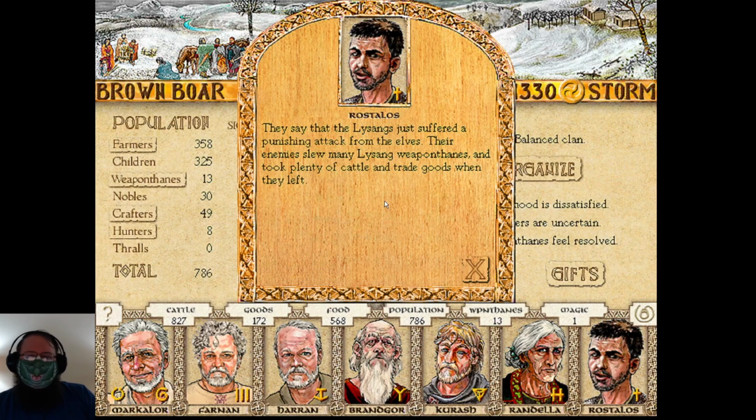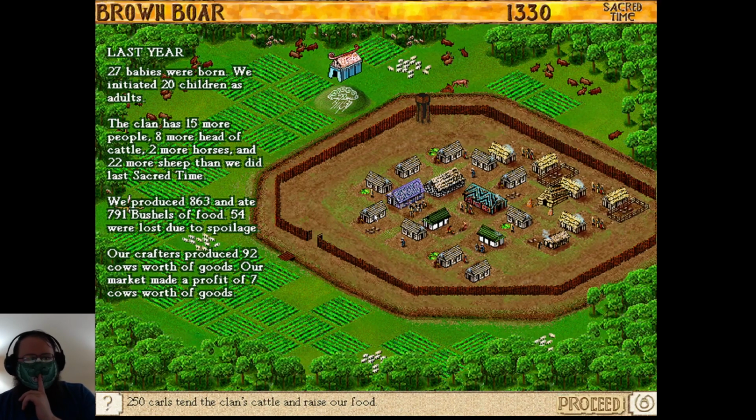There we go. They say that Lysans just suffered a punishing attack from the elves. Their enemies slew many Lysan weapon things and took plenty of cattle and trade goods when they left. Ooh, from the elves, you say? Oop, but that's the end of the year.